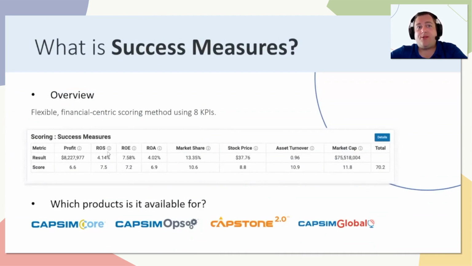For a basic overview, the success measures are 8 KPIs, or key performance indicators. We've got profits, return on sales, return on equity, return on assets, market share, stock price, asset turnover, and market cap.